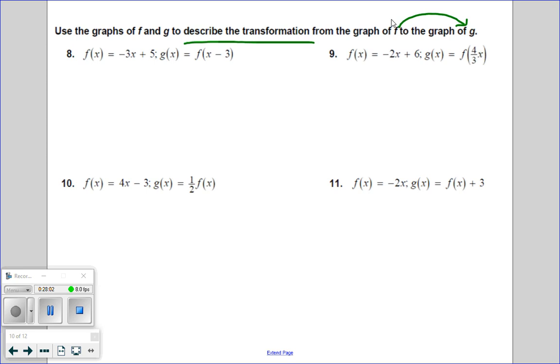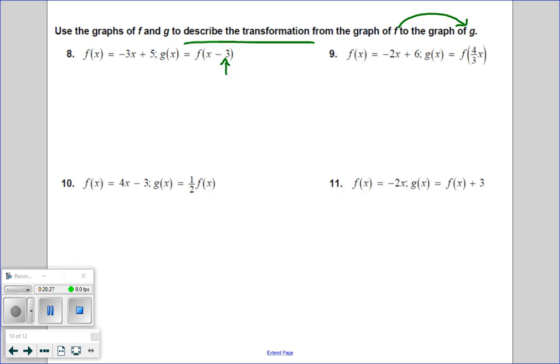Any ideas on what an x minus 3 inside the parentheses is going to create? Kayla? So it's horizontal, so 3 units. Right, there you go. Yeah, so it is absolutely right. So if it's addition or subtraction, we know it's a translation. And if it's on the inside, we know it's horizontal translation.